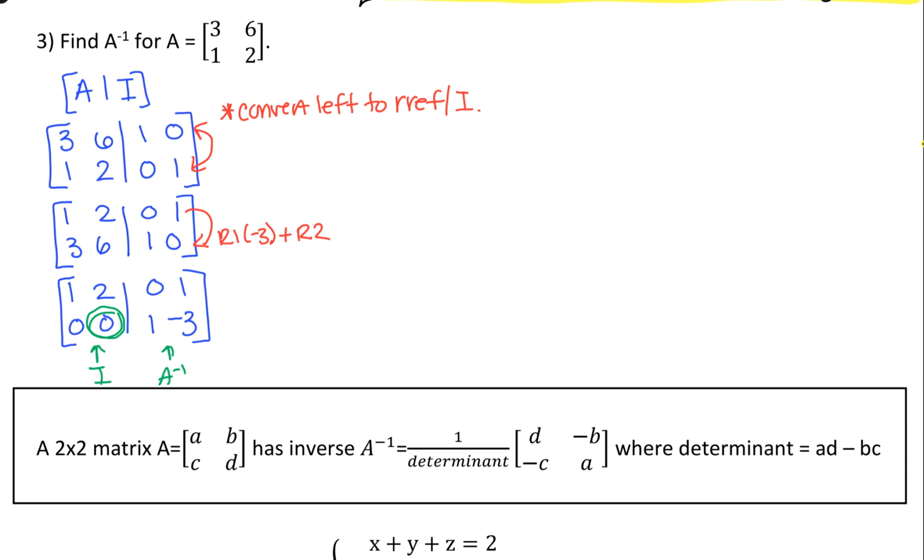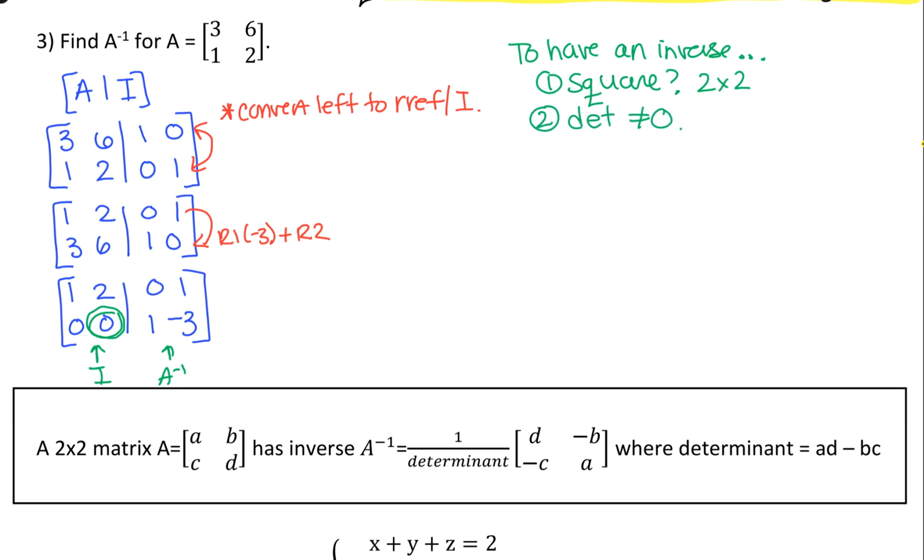Remember, at the beginning of this lesson, I said that there were 2 criteria that had to be met in order to have an inverse. So, to have an inverse, 1, it must be square. So, is it square? Yes, it's 2 by 2. Second one was the determinant cannot equal 0. So this is the one that fails in this case. All right? We don't know how to find that yet, but I'm going to tell you right now.